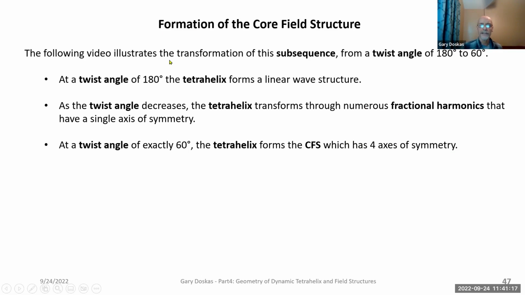So the next video is just going to illustrate the transformation of the subsequence from a twist angle of 180 to 60 degrees. You'll see that at 180, it forms a linear wave structure we saw. And as the twist angle decreases, it forms a number of fractional harmonics. They all have one single axis of symmetry. But at a twist angle of exactly 60 degrees, the tetrahelix transforms into a CFS with 4 axes of symmetry.